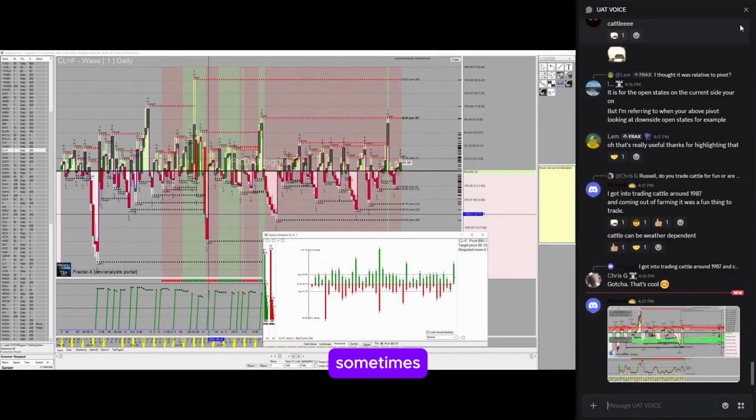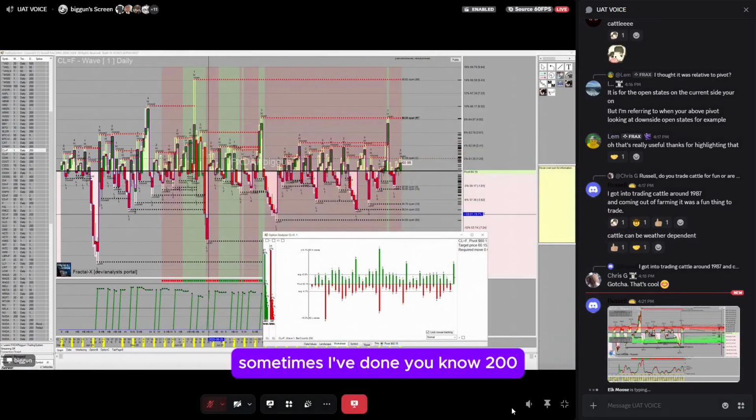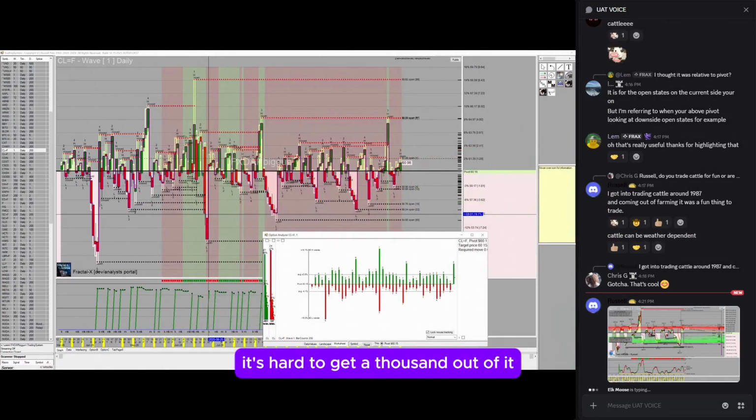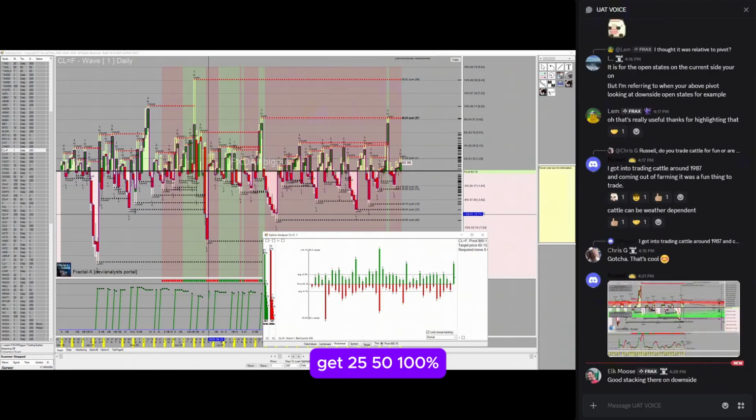And sometimes even using USO on the put side, I've done 200, 500, 1,000%. It's hard to get 1,000 out of it, but you usually get 25, 50, 100% out of those put contracts. Are those options pretty liquid? Like a lot of activity? USO's not too bad. Yeah, it's decently liquid, nothing great, but it's okay.